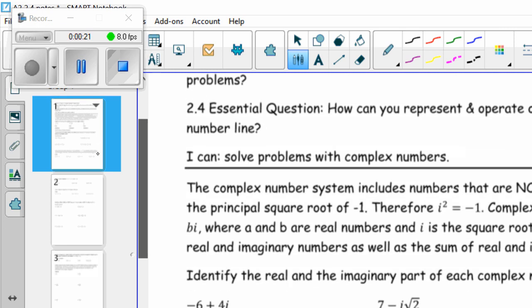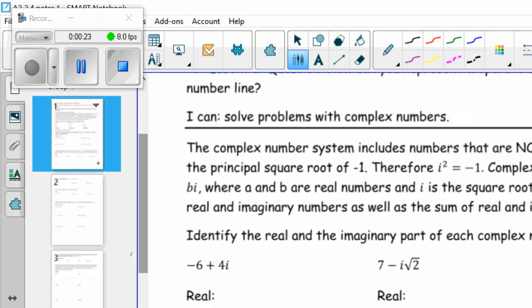So first we need to talk about what is a complex number. The complex number system includes numbers that are not real. The imaginary unit i is the principal square root of -1. Therefore, i squared is equal to -1. Complex numbers are written in the form a plus bi, where a and b are real numbers and i is the square root of -1. Complex numbers include all real and all imaginary numbers, as well as the sum of real and imaginary numbers.